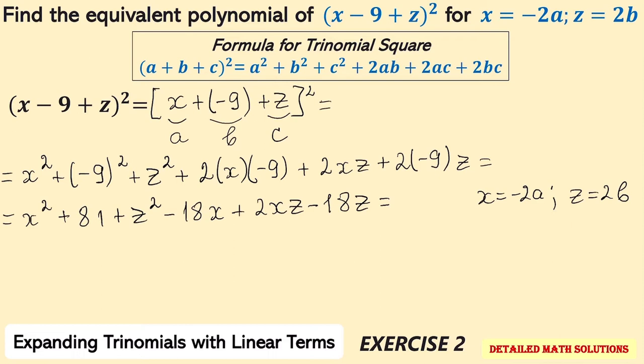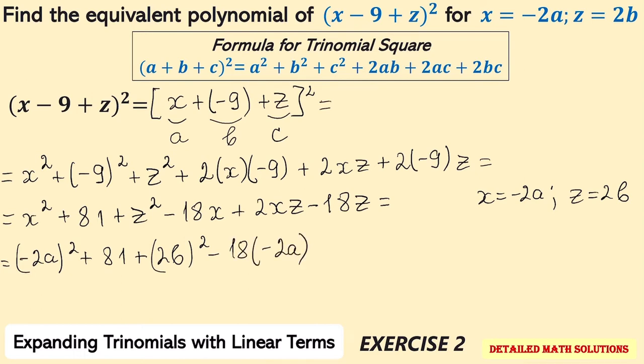When I do that, this equals (-2a) squared plus 81 plus (2b) squared minus 18 times (-2a) plus 2 times (-2a) multiplied by 2b minus 18 multiplied by 2b.